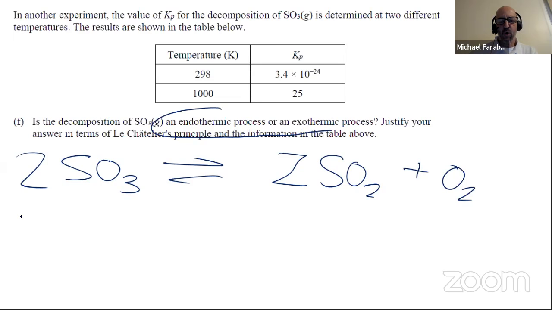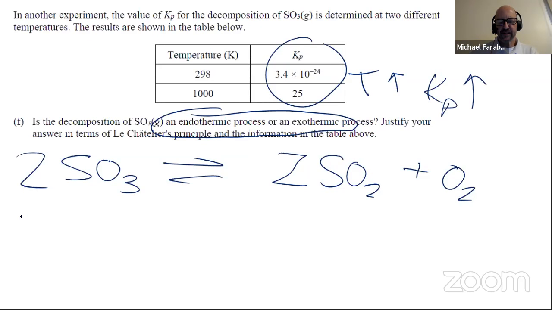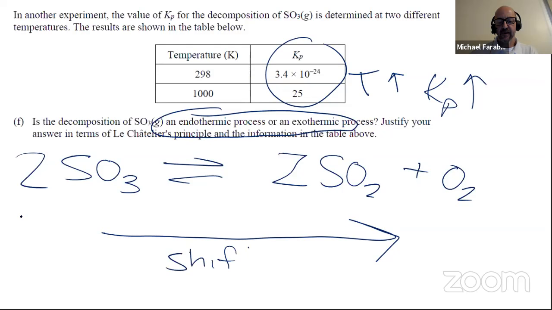Endothermic or exothermic? Justify your answer in terms of Le Chatelier's principle and the information in the table above. So when the temperature is increased, it looks like the value of Kp has also increased. An increase in temperature has increased the value of Kp, which means we are shifting toward the products. Okay. And we are raising the temperature.